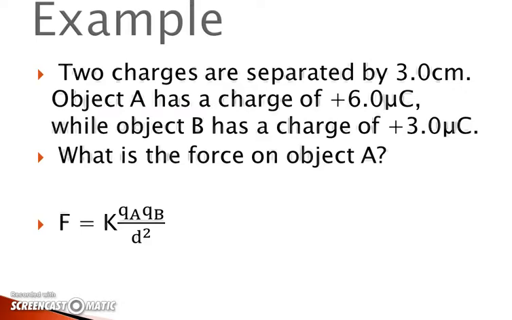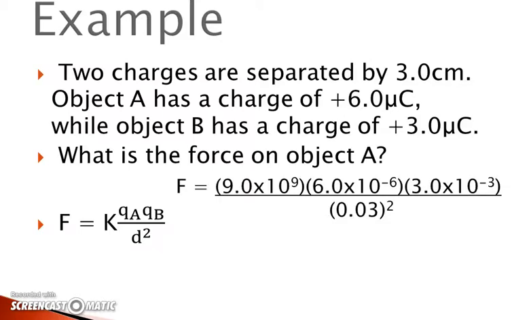QA, positive 6 microcoulombs. Now this is what you need to know. What is a microcoulomb? So if you look at chapter 1, where we talked about conversions, micro is actually 10 to the negative 6th. So what I like to do to make things nicer, I just like to plug it in as 6 times 10 to the negative 6th. Does that make sense? And this should actually be right here 10 to the negative 6 as well, not negative 3. I'm not sure why that's in there.